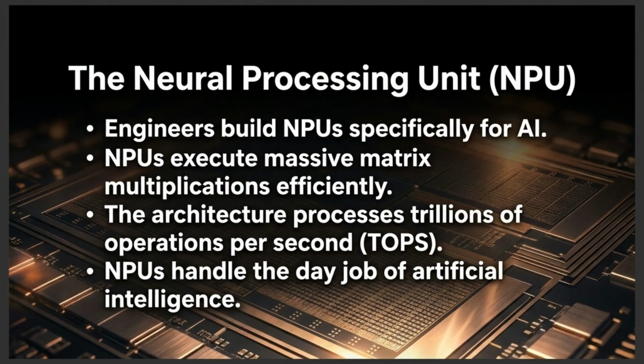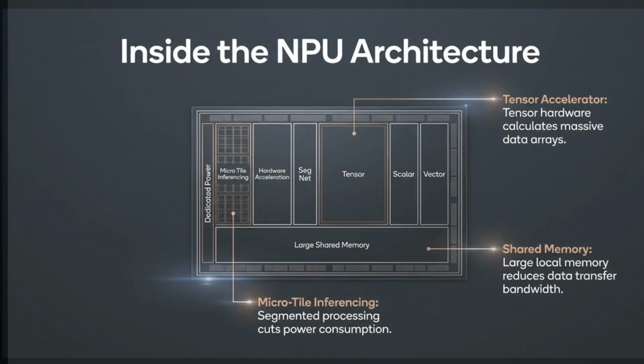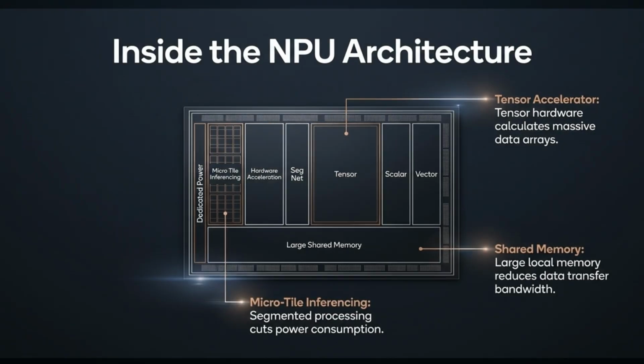The Neural Processing Unit, or NPU, is purpose-built for AI. It excels at executing massive matrix multiplications, processing trillions of operations per second, and handling the core workload of AI applications. Looking inside the NPU architecture, we see specialized components like the tensor accelerator for massive arrays and shared memory structures that drastically reduce data transfer needs.